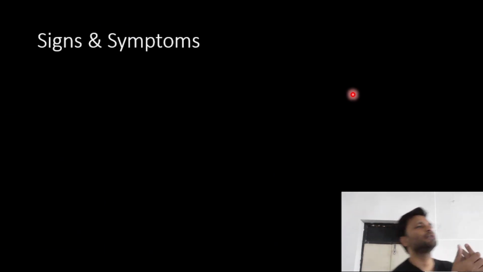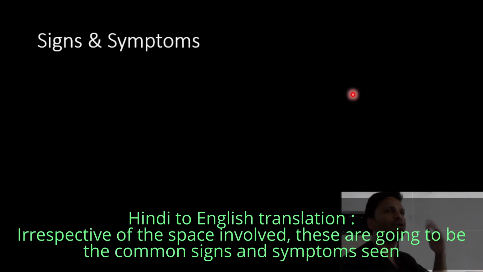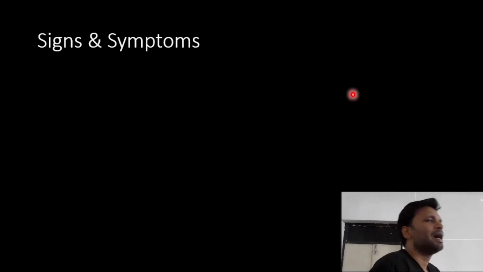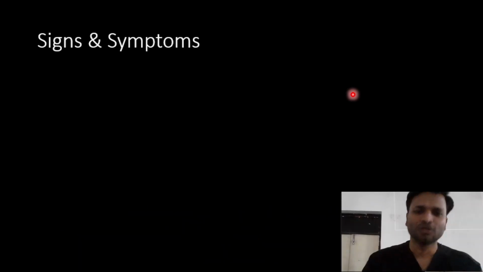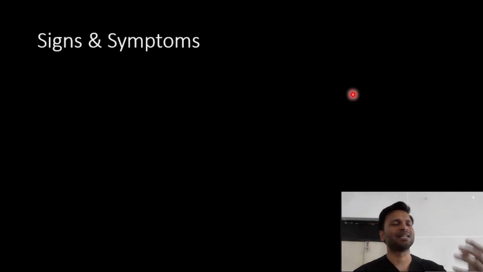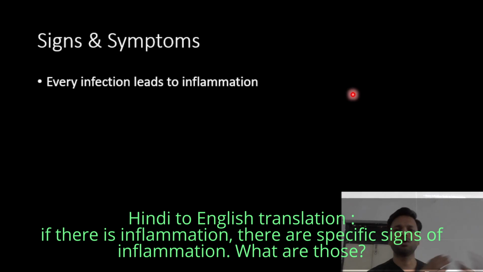Now, what are the signs and symptoms that we can see in space infection in general? Whichever space it is, these are going to be common signs and symptoms. So if you understood this lecture a little bit, you can write about any space infection, and at least half marks you will get. So, signs and symptoms. Any space infection, it is infection, and infection leads to inflammation, right? So when there is inflammation, there are some signs and symptoms of inflammation. What are those?